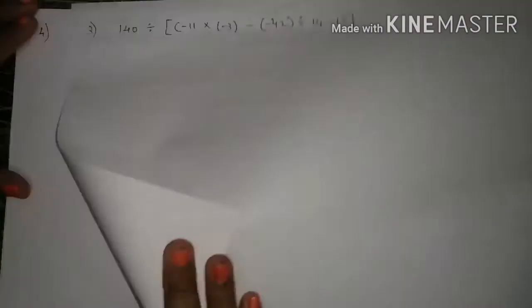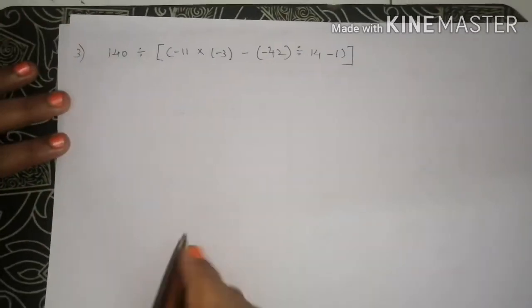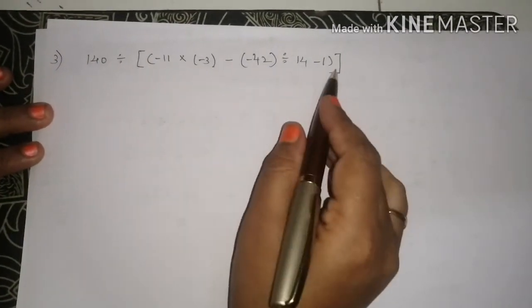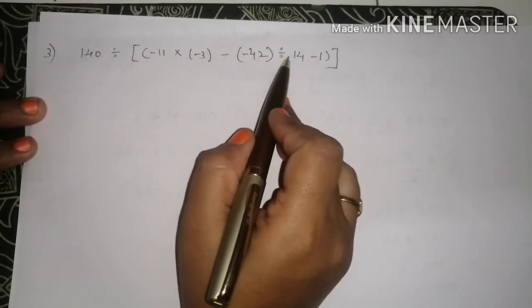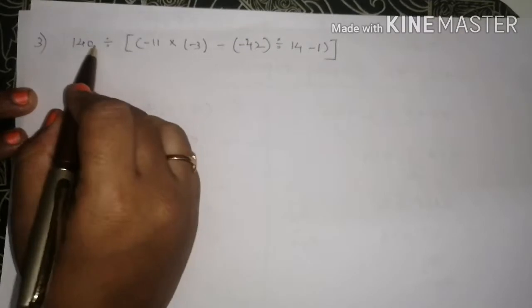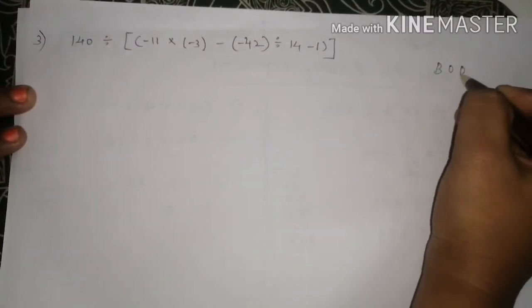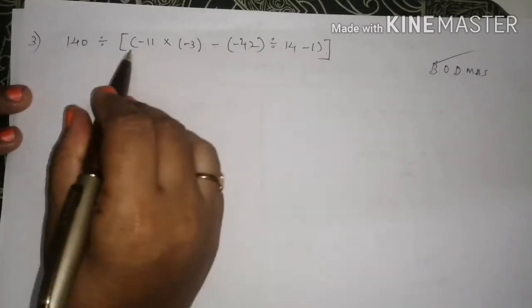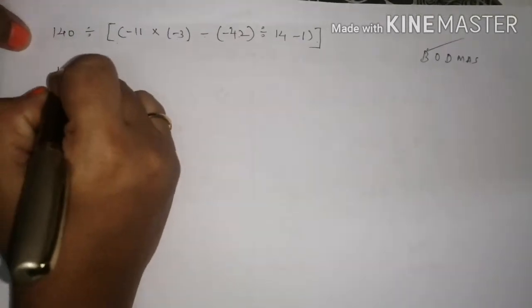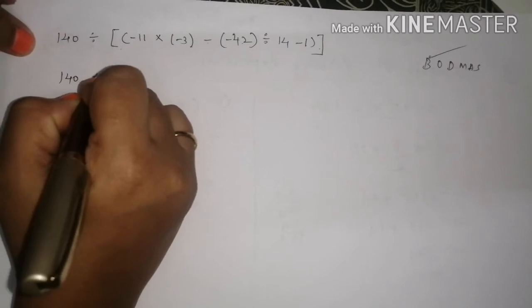Let's move to the third sum. 140 divided by, this is in full bracket, minus 11 into minus 3 minus 42 divided by 14 minus 1. Now we know BODMAS. First we have to solve what? Bracket. B means bracket. So this is in bracket, we'll solve this first. This you keep as it is, 140 divide.